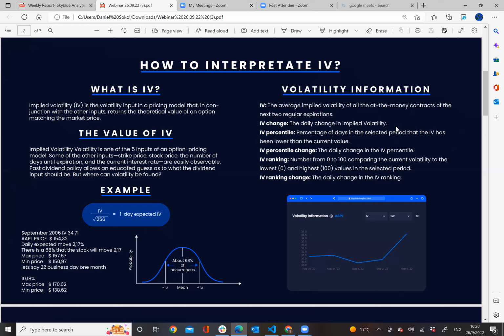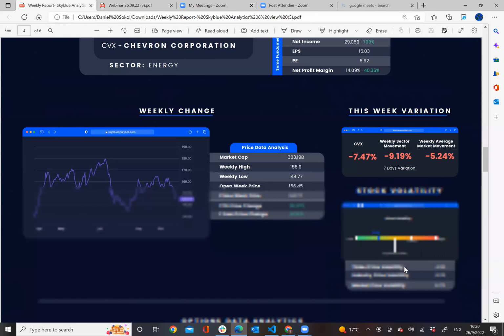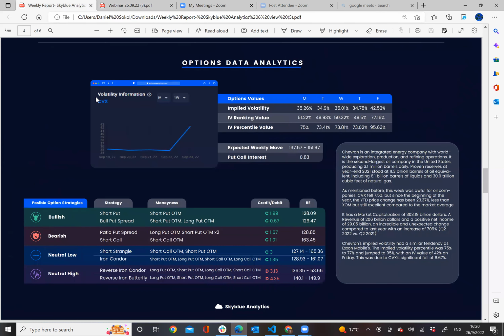So if you're going to do a strategy, I would pay much more attention to the IV percentile rather than the IV ranking. Then, of course, what you have are the IV change, IV percentile change, IV ranking change, etc., which are daily measures and changes, which are quite important. And that's why I have here the weekly report. So we can see for CBX, the IV was between 35 and 20 and 34. And on Friday, it jumped to almost 43. This jump was magnificent, extremely big.